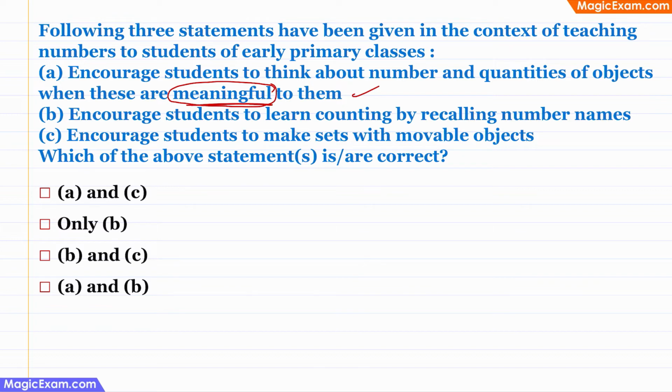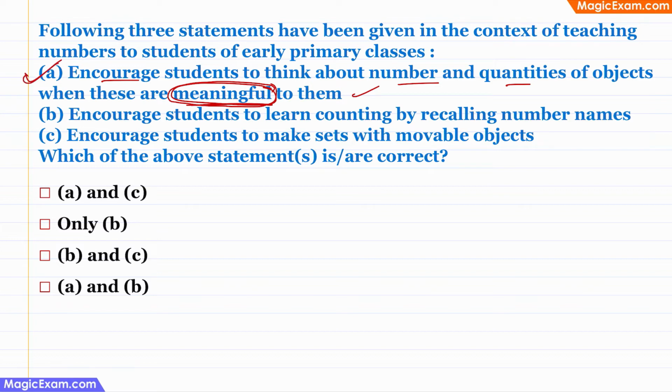So contextual teaching means that the subject and the topics that they are learning and the activities must be meaningful. If you just tell somebody about trigonometry, unless the person actually knows what trigonometry is, why it is being used, and why they should learn it, that person may not have much interest in learning it. Therefore, if you make it meaningful and tell them why they are learning it, what the purpose is and where it is used, then they'll be able to better understand mathematics. So encouraging students to think about numbers and quantities of objects when they are meaningful is contextual learning. So this is a correct statement.